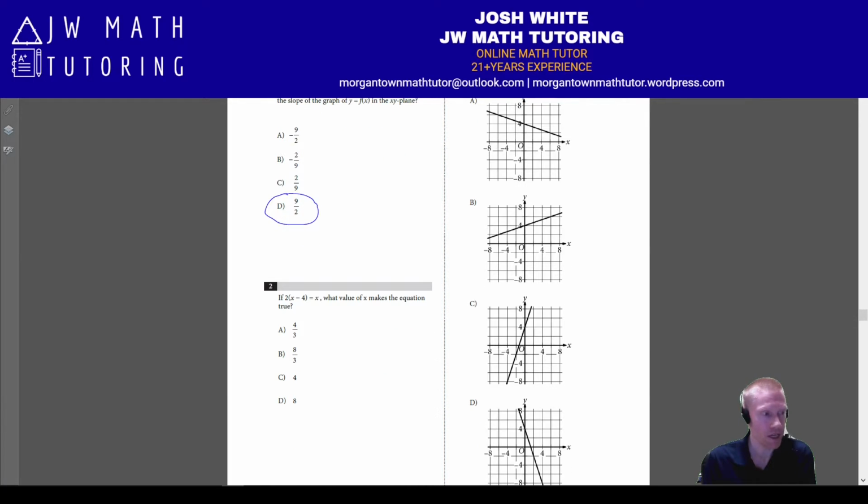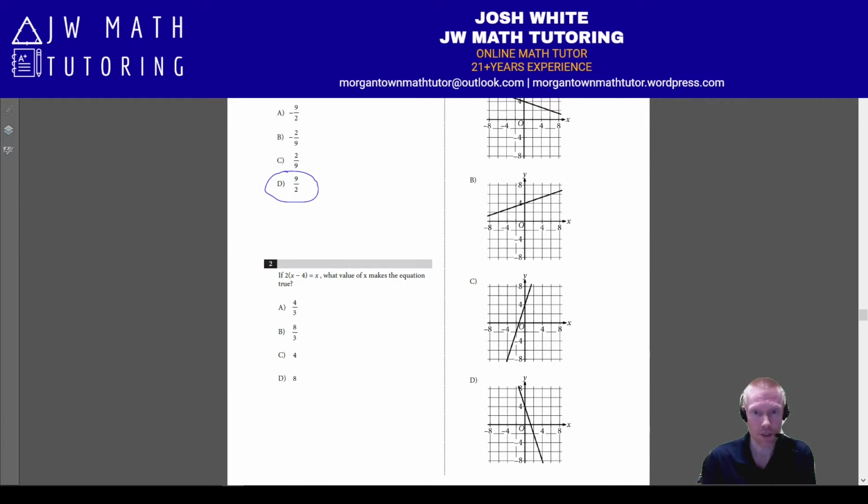Now moving down the page, problem number 2. So here you're given an equation, and I would say the most straightforward way to get the answer to this would be to just solve it out for x. So if you distribute on the left side, multiply out the 2, you get 2x minus 8, and then that's just equal to x. Then we could subtract x on both sides, and I'm also going to add 8.